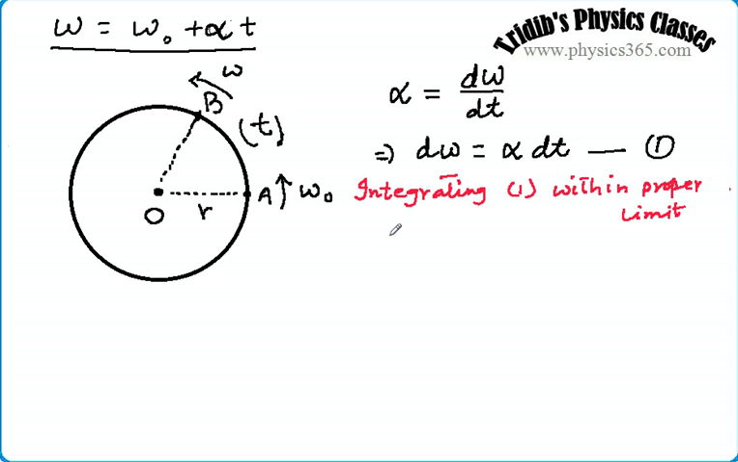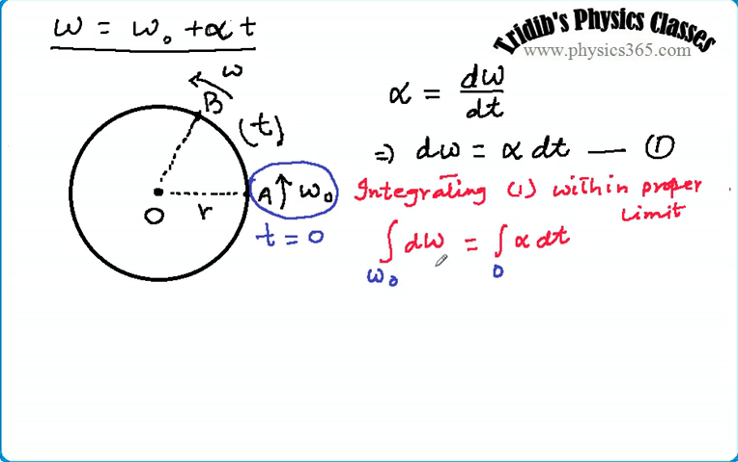So it will be like this: integration of d omega, and on the right hand side, integration of alpha dt. Now the question is how you will select your limits, what will be your initial limit and what will be your final limit. The variable is omega here and t here. This is the initial case, so I can take t is equal to 0. At t is equal to 0, the angular velocity is omega naught. This is how limits are selected.